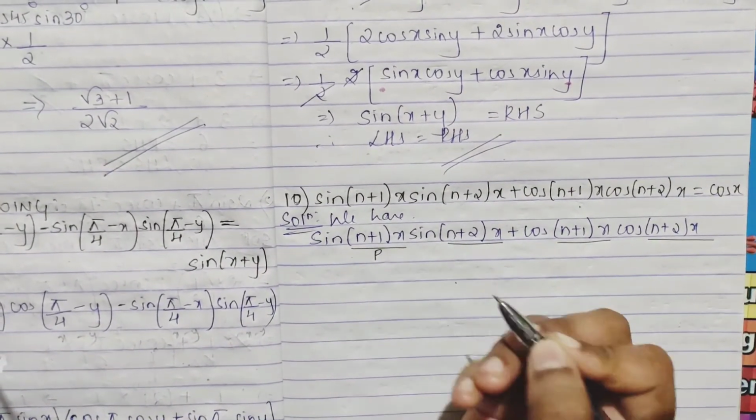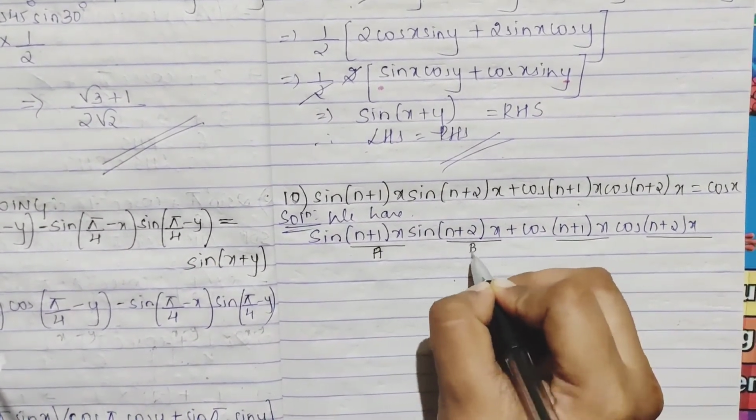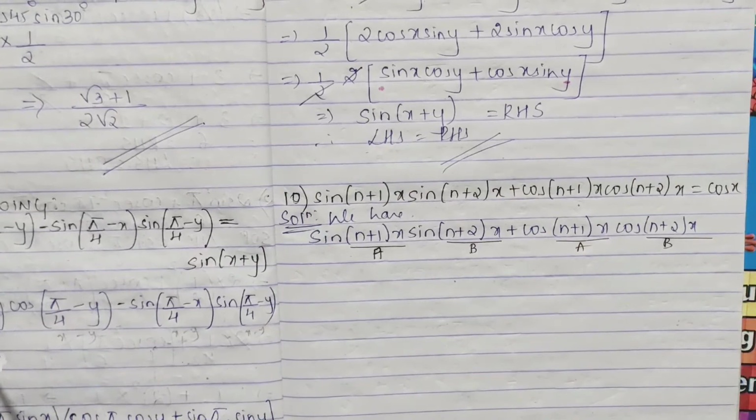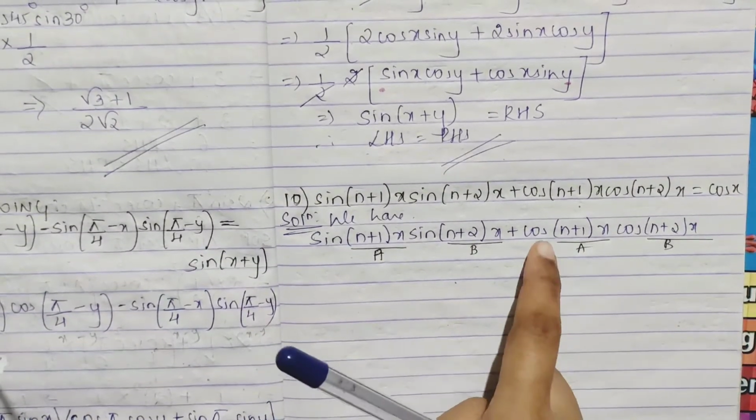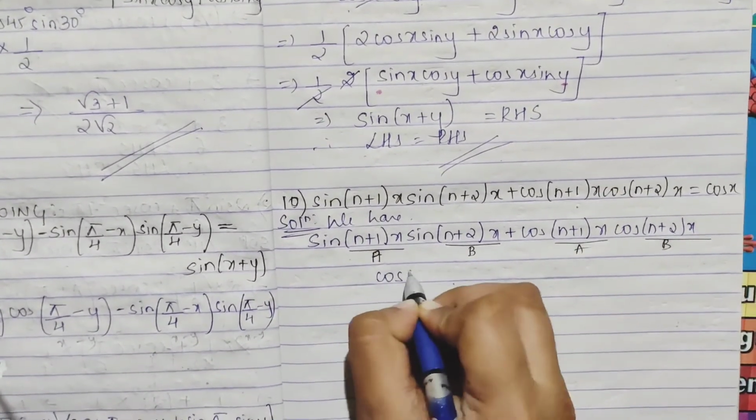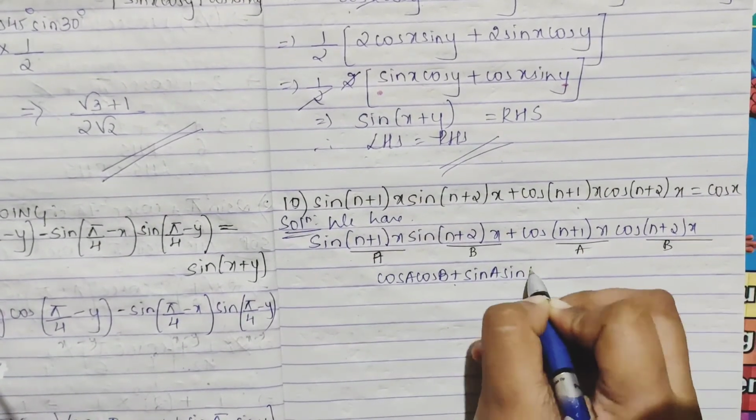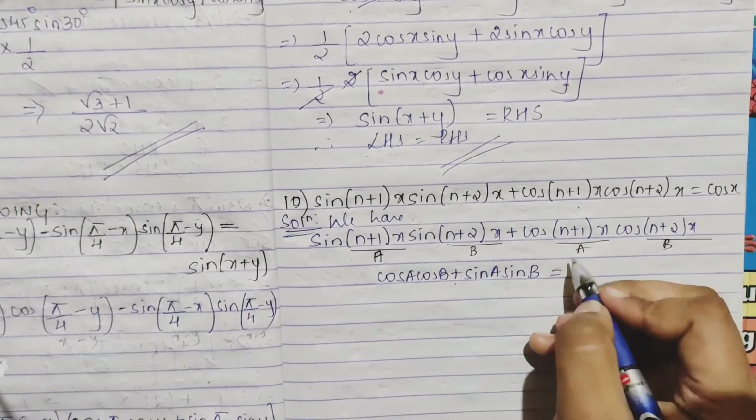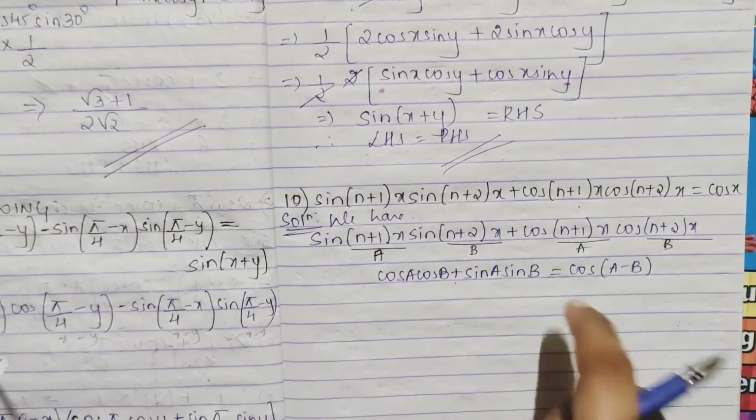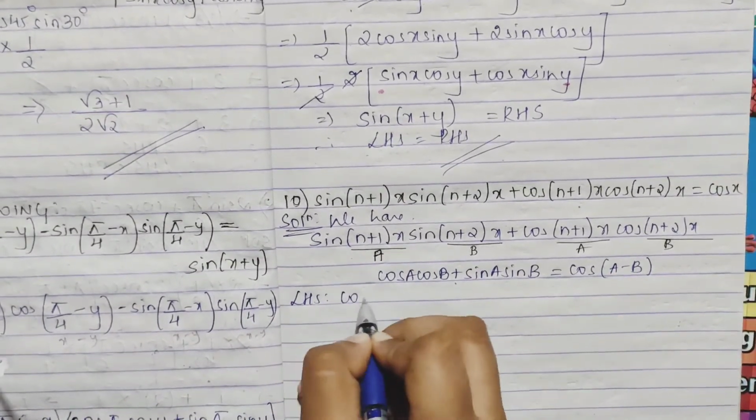If I take this as P, you can take A, you can take B, whatever your wish. Okay, if I take this as A and this as B, the same: (n plus 1)x as A, (n plus 2)x as B. So here you can see what pattern you will get: cos A cos B plus sin A sin B. See, you will get the pattern cos A cos B plus sin A sin B, right? And this is which identity? It is cos of A minus B, right? Cos A minus B, you get this identity. So we will consider LHS as cos of A minus B.